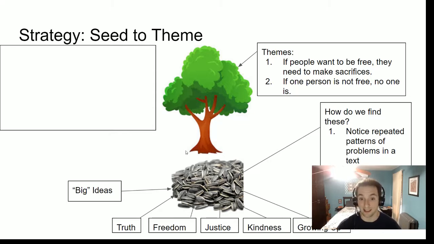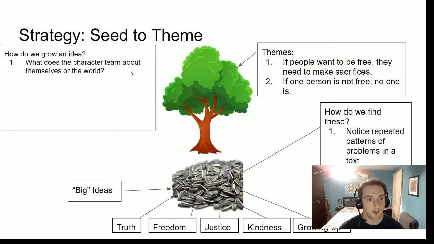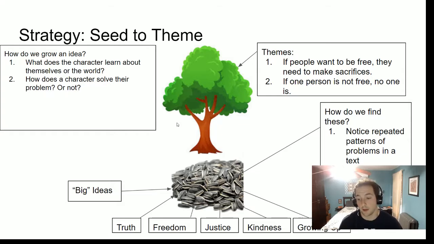So the next logical question is, well, how do we grow a seed? How do we grow an idea into a theme? Well, here are some things that you can ask yourself and notice as you're reading. The first is, what does the character learn about themselves or the world? Oftentimes what the characters learn is what the author wants us to learn. You can also ask yourself, how does the character solve their problem? Or not. Right? If a character solves their problem in a smart way, we learn from that character. Oh, we can act like them. If they do something that doesn't solve their problem, then we can learn, oh, maybe I shouldn't do that thing.